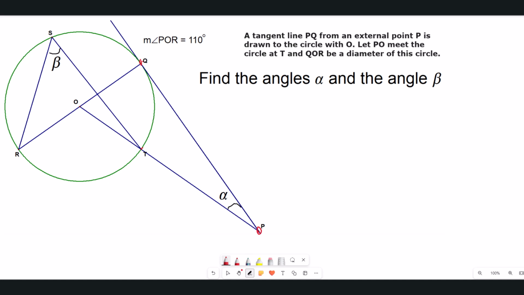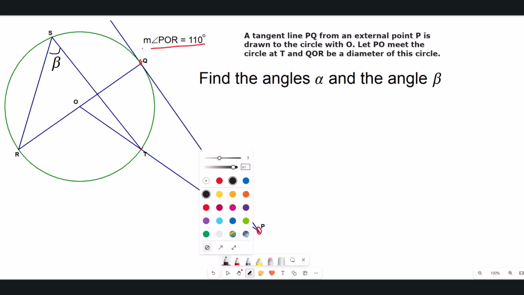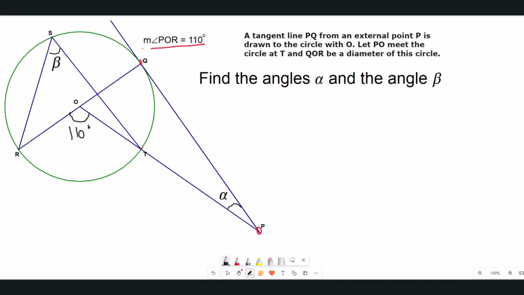All right. So what the question wanted, it is a CBSE question, is that if the measure of PQR is 110, let me change the color here, sorry about that. Okay, so if this measure is 110 degrees as is given, then we have to find these angles alpha and beta. Okay, so let's just go for them.